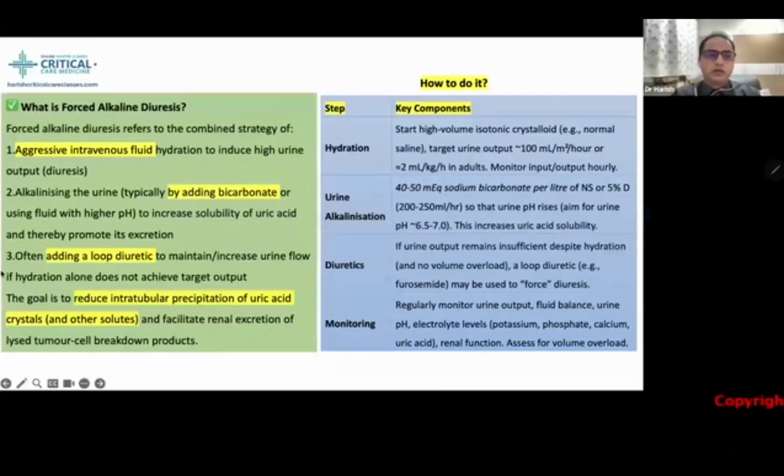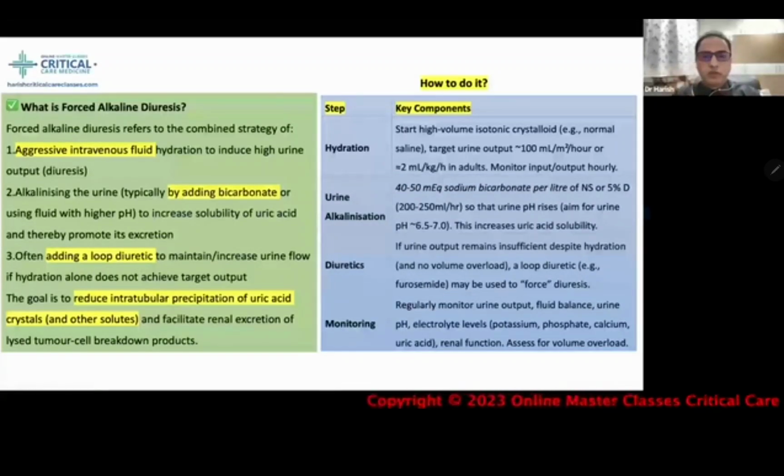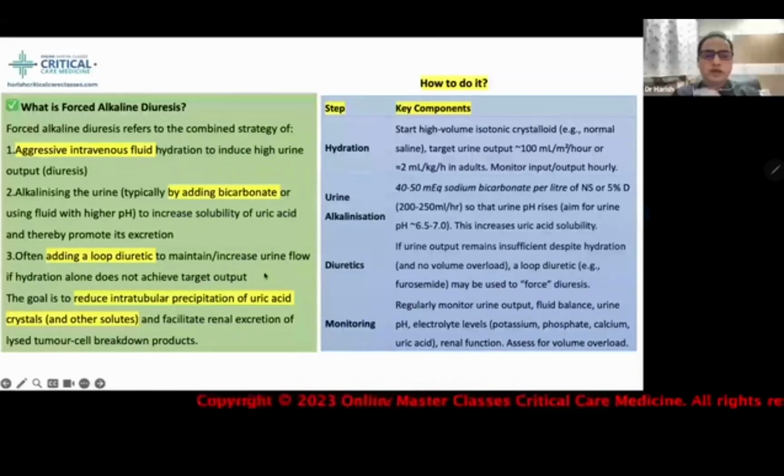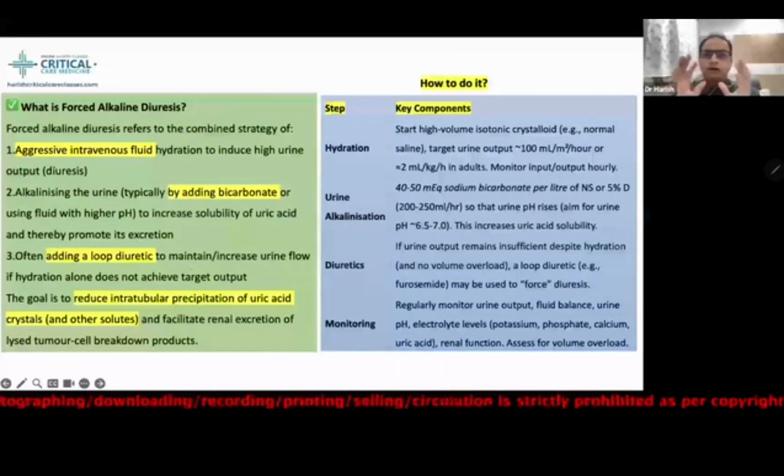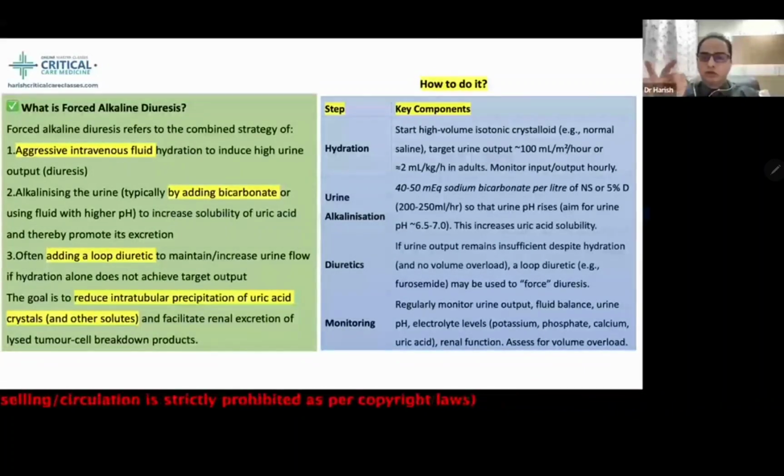Okay, so the third entity we club in: if hydration alone is not helping in diuresing, add a loop diuretic to maintain or increase the urine flow. The goal is to reduce intratubular precipitation of uric acid, that is crystal nephropathy, because of uric acid and other solutes, and facilitate renal excretion of the lysate products of the tumor cells. Rationale is very good: give hydration, alkalize the urine and give a diuretic. So how do you do this?